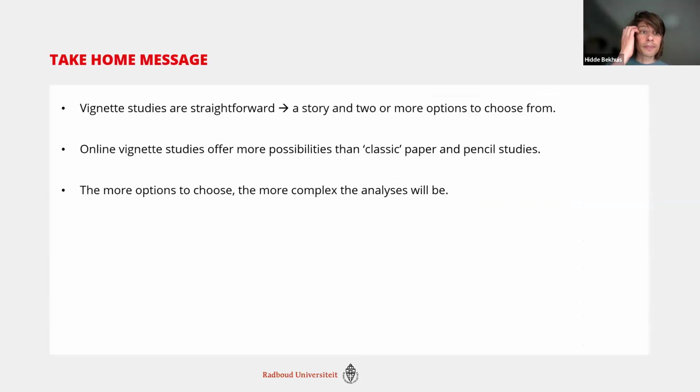Now the take home message. I think vignette studies are pretty straightforward. You have a story and two or more options to choose from. Until say 5-6 options, it is feasible to present it in an easy way, like I showed you with the examples. But when you get more complex, it will be very difficult. And you should draw a sample from the possibilities, which I showed you in the last one with the conjoint experiment.